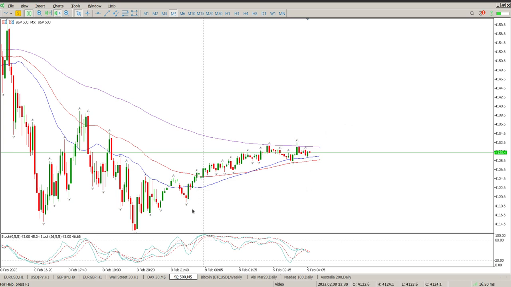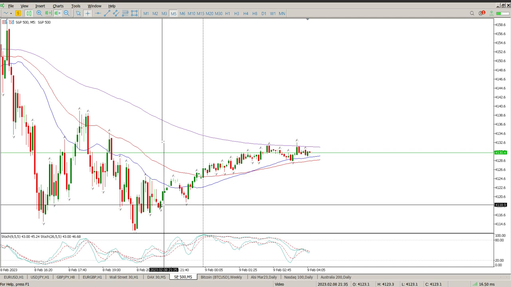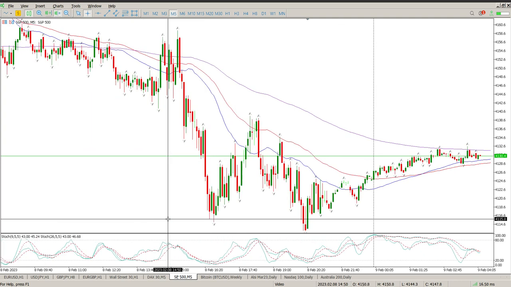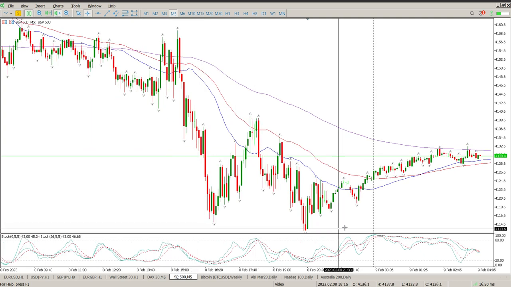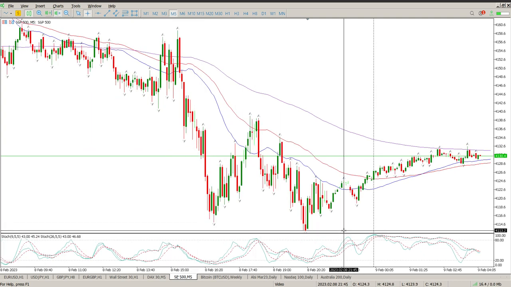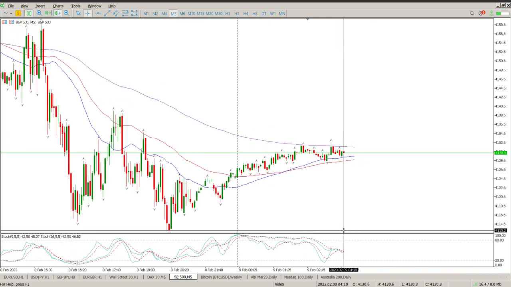And there are a few gaps. I think that one is still open. Yep, that one's still open there. And this one down the bottom here is also open. So at the actual low, that's still open at 41.13. Well, that's what I would do.